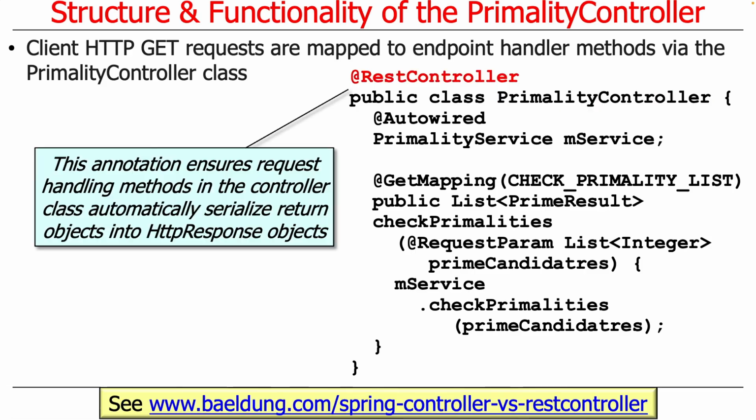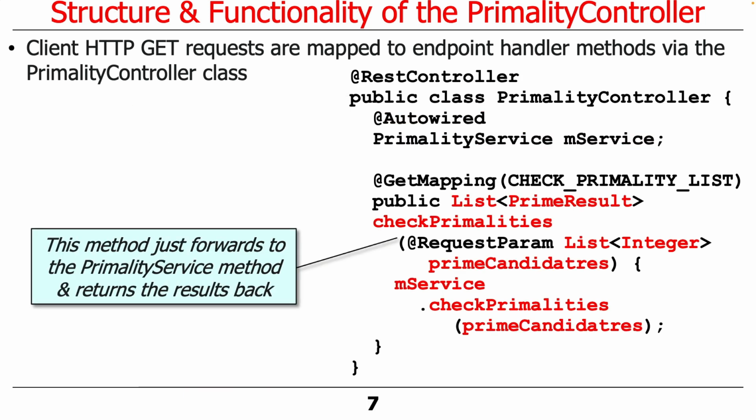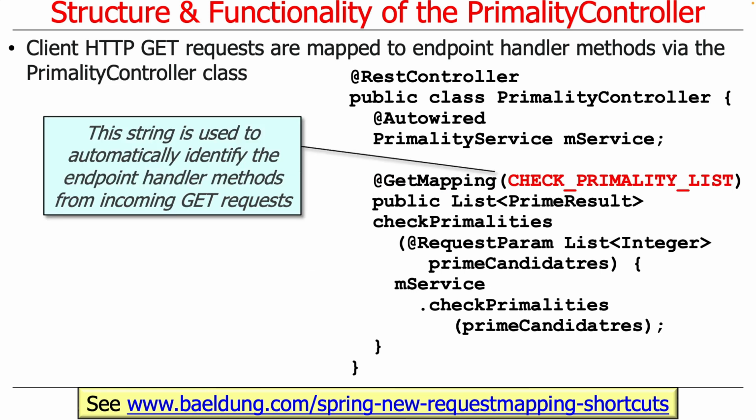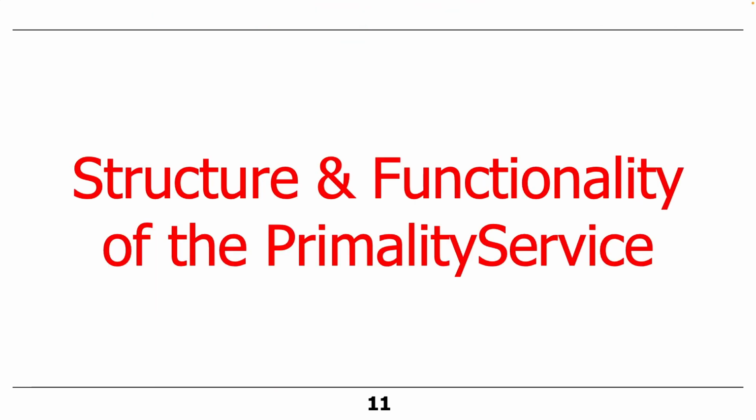And it's got a controller with a REST control annotation. It's auto-wired to the service. It's got a method called check primalities. It takes a list of integer prime candidates and forwards it to the service. It's got a get annotation with this route name, and it uses request param so it can deal with the list properly. That's all review.